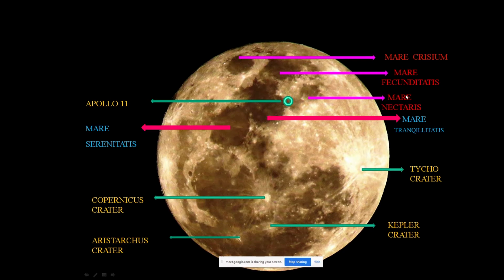Mare Crisium, Mare Fecunditatis, Mare Nectaris, Mare Tranquillitatis, Tycho crater, Kepler crater, Aristarchus crater, Copernicus crater, Mare Serenitatis, and the place where Apollo landed. Everything can be labeled. What a good work for students, even in higher secondary school. A good work for your astronomy enthusiasts in the astronomy club. Amateur work.